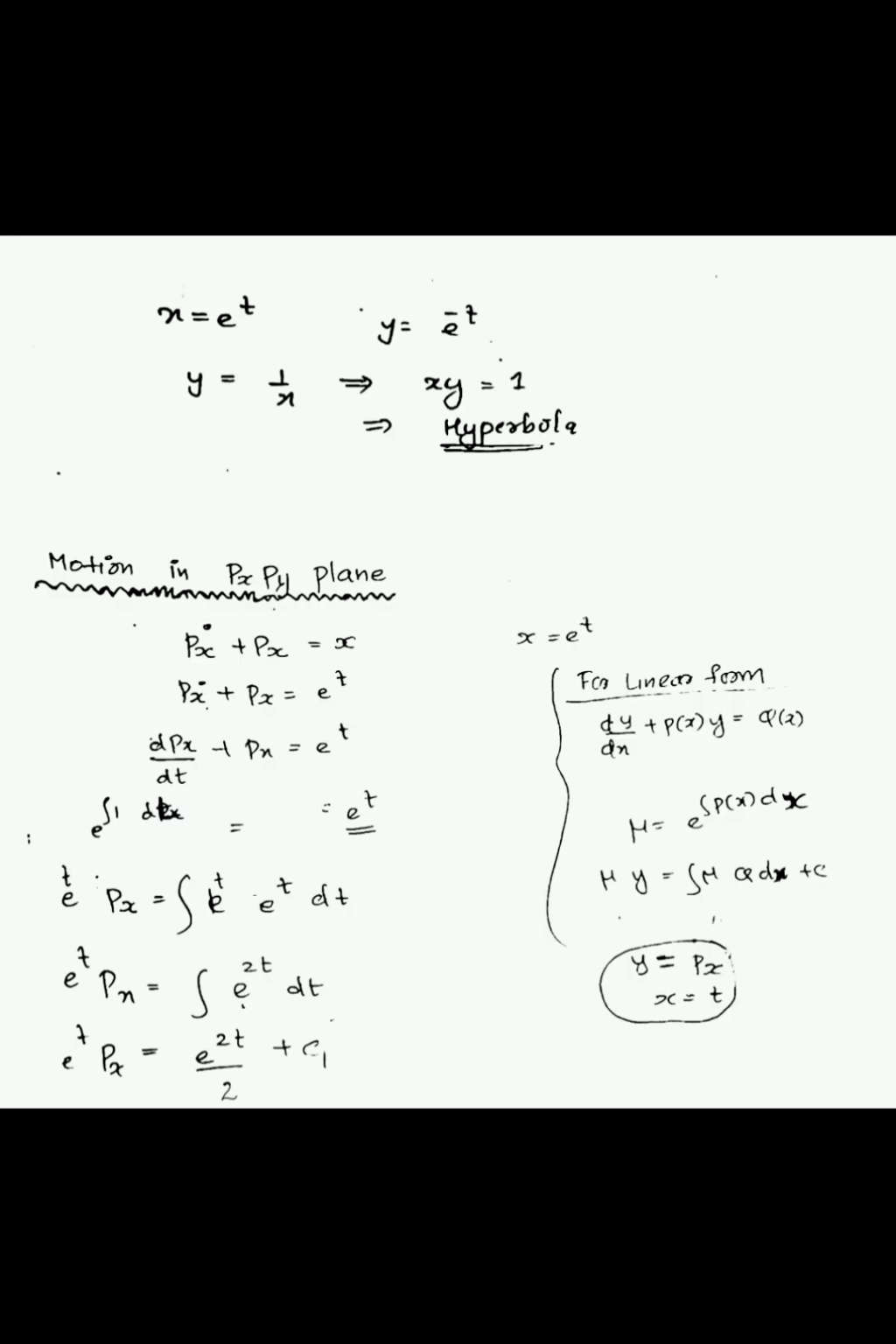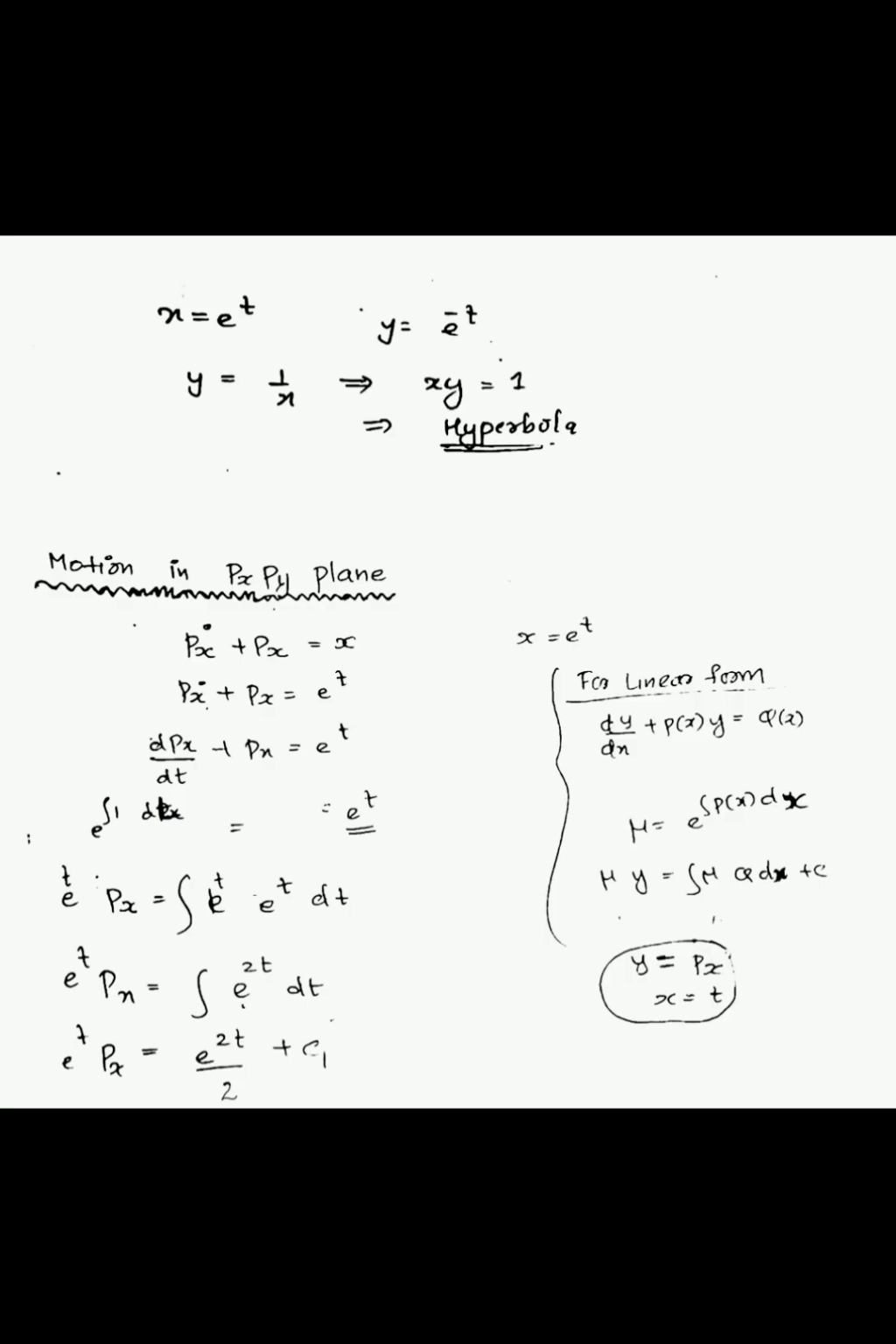This differential equation is of the form of a linear differential equation. So for the linear form, dy/dx plus P(x) times y is equal to Q(x), we can write the integrating factor mu is equal to e raised to the integral of P(x) dx. That is, the solution can be written as mu times y, that is, integrating factor times y is equal to the integral of integrating factor mu times Q dx plus c.